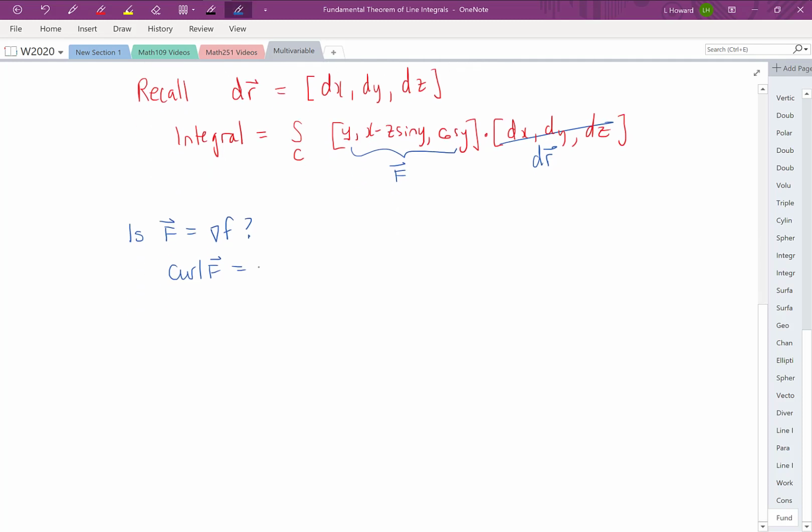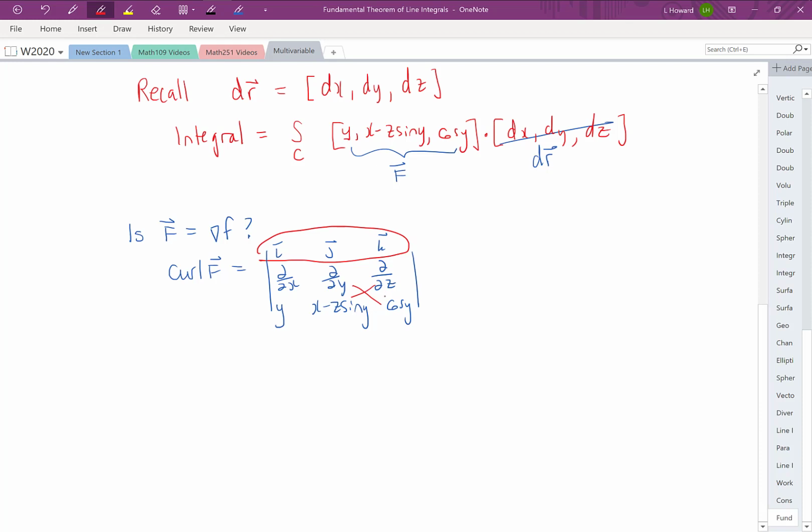So curl, going to be a 3 by 3 determinant. We're going to have our ijk, then we're going to have our partial derivative operators. And then we've got the components of our vector field. So y, x minus z sine y, and cos y. So let's expand along the top row here. For the i term, we're going to take that product there. So partial derivative with respect to y of cos y is going to be minus sine y. And then if we go this way, we're getting a plus sine y.